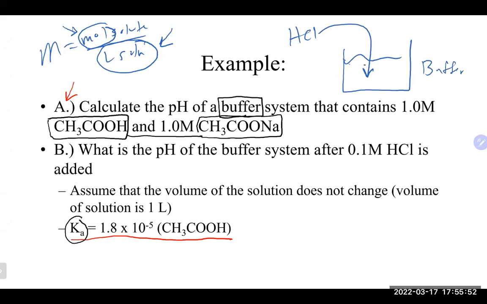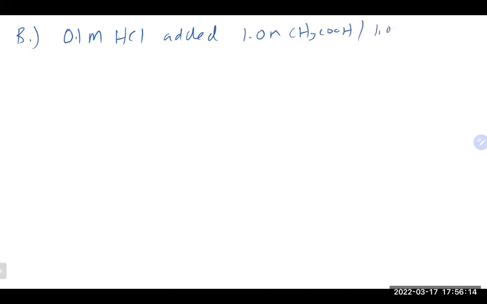So when we look at part B, we're going to add 0.1 molar HCl to this buffer. So 0.1 molar HCl added to our 1 molar acetic acid and 1 molar sodium acetate buffer. Again here, we're going to assume that everybody is 1 liter. So we could convert everybody into moles really simply, right? Because 1 liter times the molarity will give us that many moles.